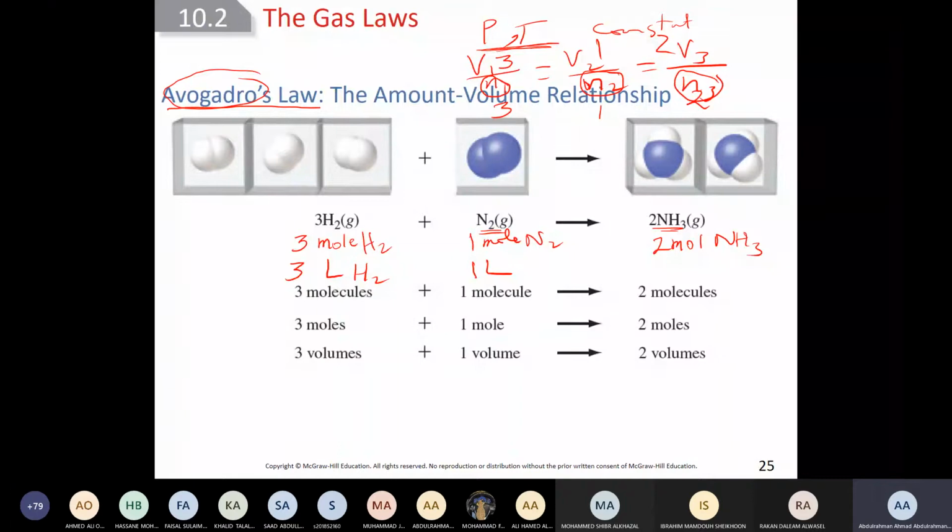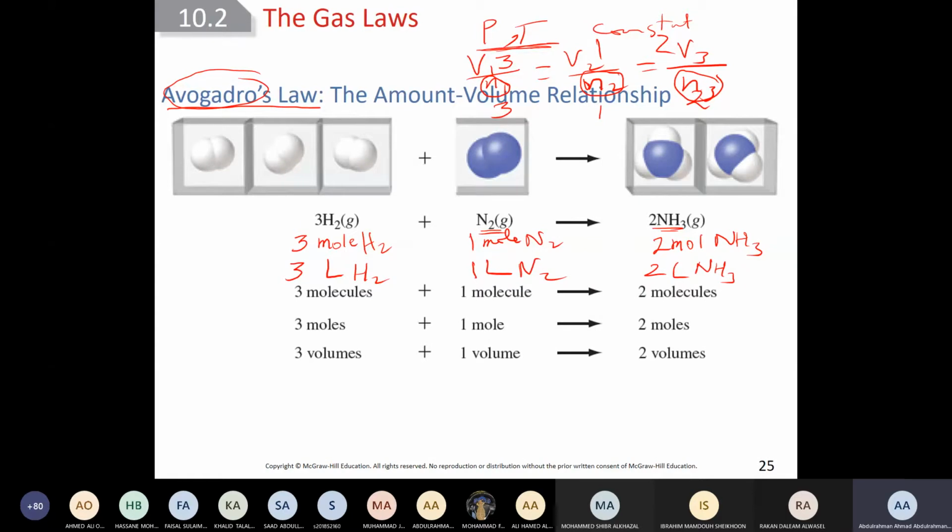Right? And so in this reaction, I can relate things not only by mole, I can also relate things by liter. I can say 3 liters react with 1 liter of nitrogen and will produce how many liters of ammonia? 2 liters of ammonia, NH3. Is this clear?